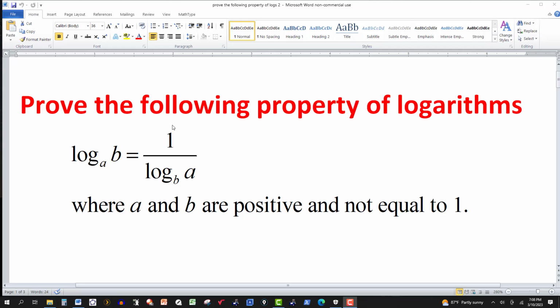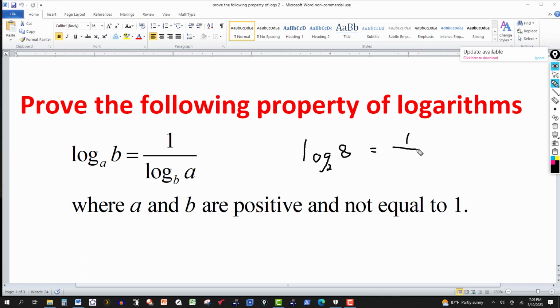In this video, we want to prove this property of logarithms. So let's test it out first with actual numbers, and then we'll go ahead and prove it. This is saying that if you have the log of some number 8 to base 2, that should equal 1 over the log, and the 8 becomes a base, and the 2 becomes the number you're taking the log of.